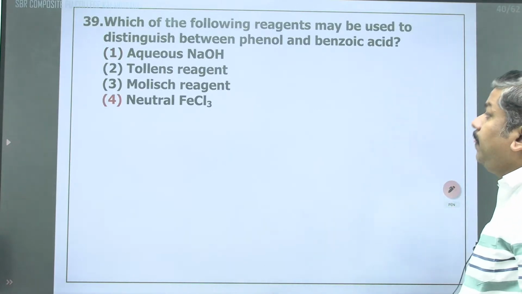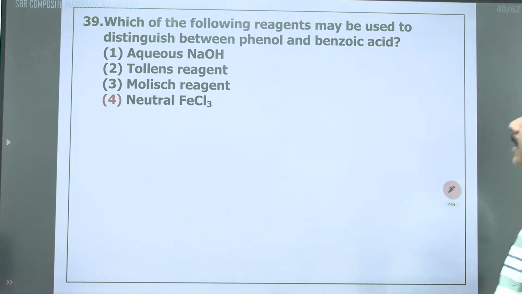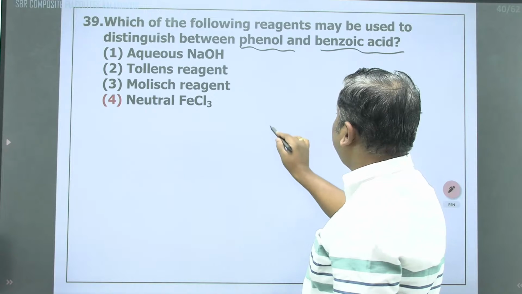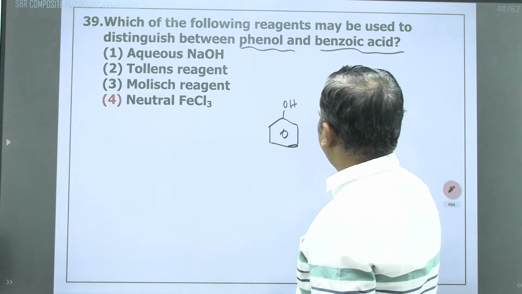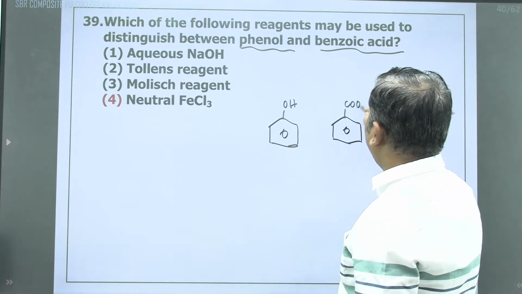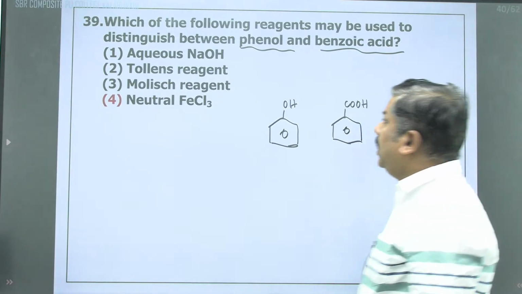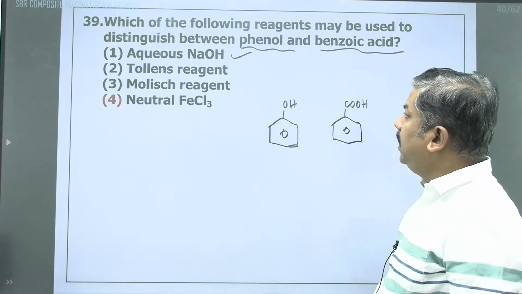Question number 39. Which of the following reagents may be used to distinguish between phenol and benzoic acid? Two compounds are given, phenol and benzoic acid. Both are acidic in nature, but carboxylic acids are more acidic when compared to phenolic compounds. Aqueous sodium hydroxide: both will react with sodium hydroxide because they are acidic in nature.